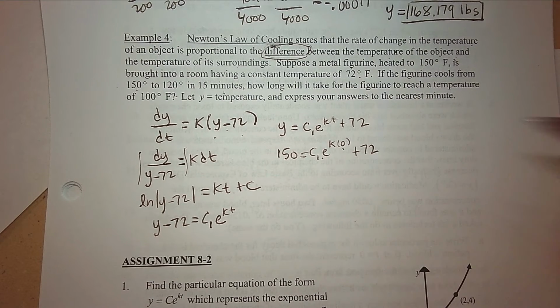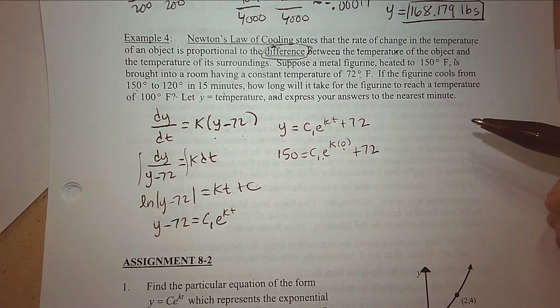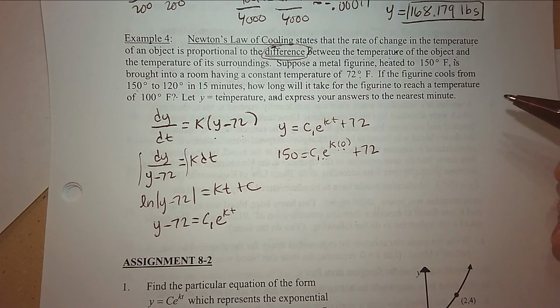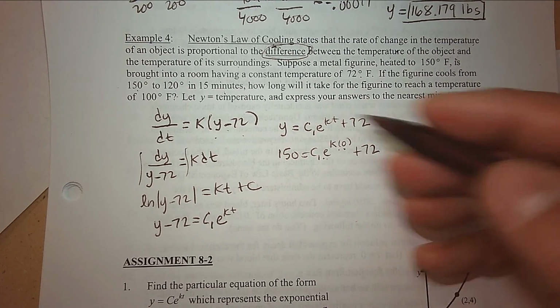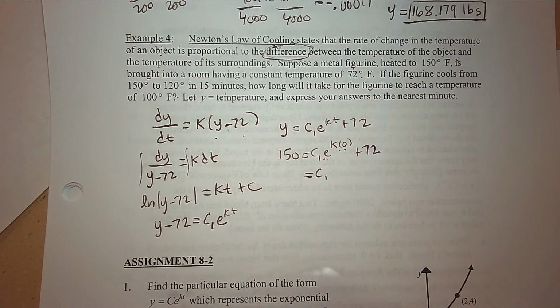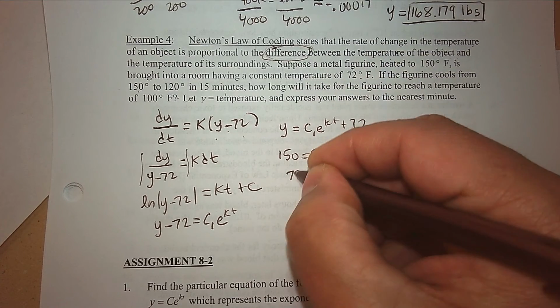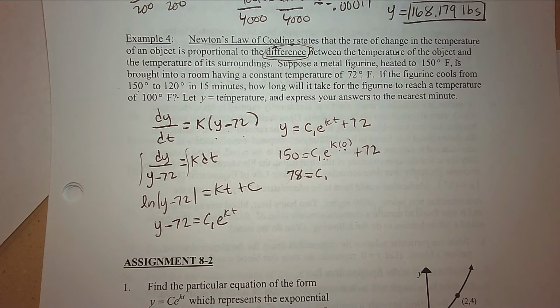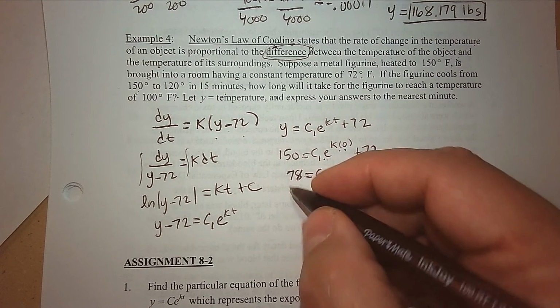E to the 0 is what number? E to the 0 is 1. So C1 times 1. So how do I get the constant by itself? Just subtract 72. What's 150 subtract 72? You can use a calculator if you want. It is what? 78. So what's the equation we're going to use?